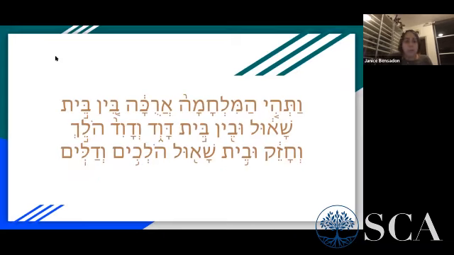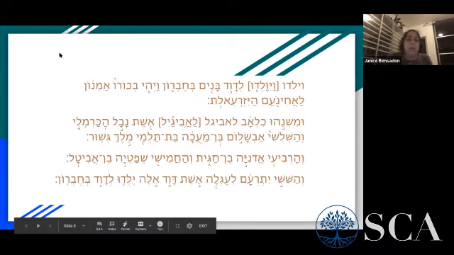So we have this pasuk, "Vatiyam Machama Arukha ben Bet Shaul bet David, David holech v'chazek, or Bet Shaul holech v'dalim." Okay, the war is getting stronger and stronger between the two sides, and David is getting stronger and stronger, and Shaul is weak. Shaul's side is weakening and weakening.